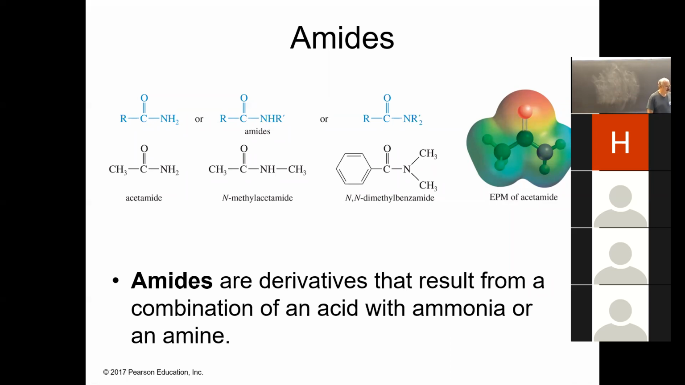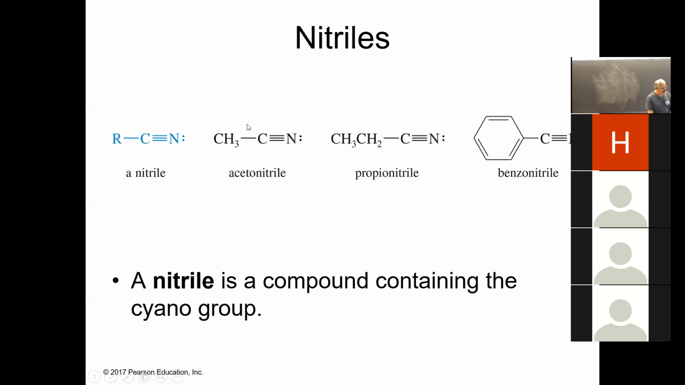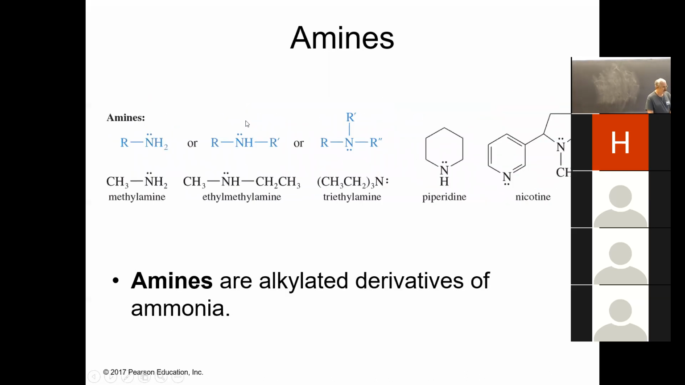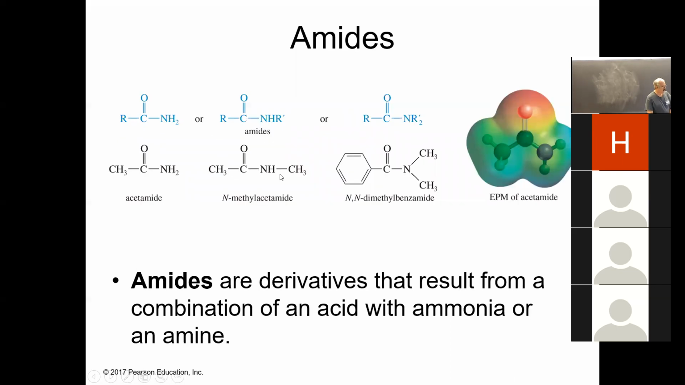Amides are derivatives that result from a combination of a carboxylic acid with either ammonia or an amine. The difference between an amide and an amine is the carbonyl group. Going back one, these are amines, there's no carbonyl. With the amides, we have a carbonyl next to the nitrogen.